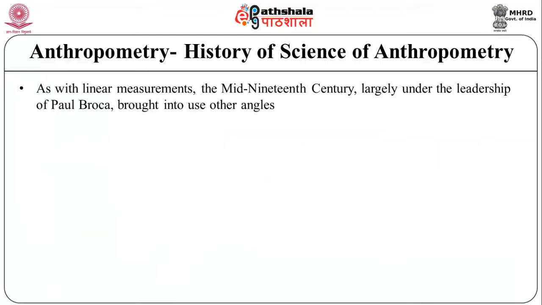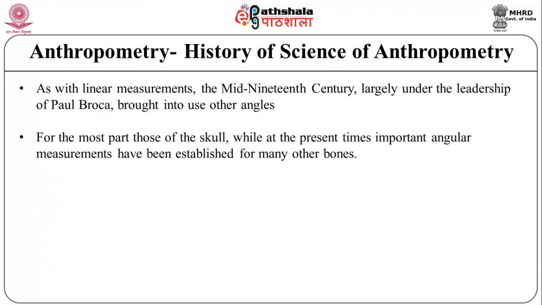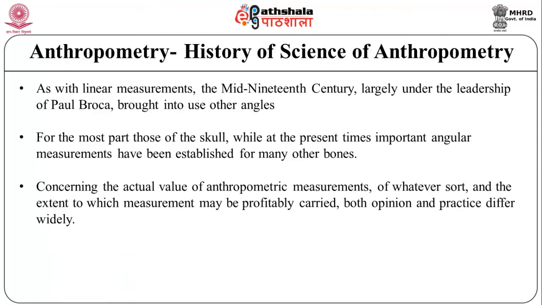As with the linear measurements, the mid-19th century, largely under the leadership of Paul Broca, brought into use other angles, for the most part those of the skull, while at the present time important angular measurements have been established for many other bones. Concerning the actual value of anthropometric measurements of whatever sort and the extent to which measurements may be profitably carried, both opinion and practice differ widely.